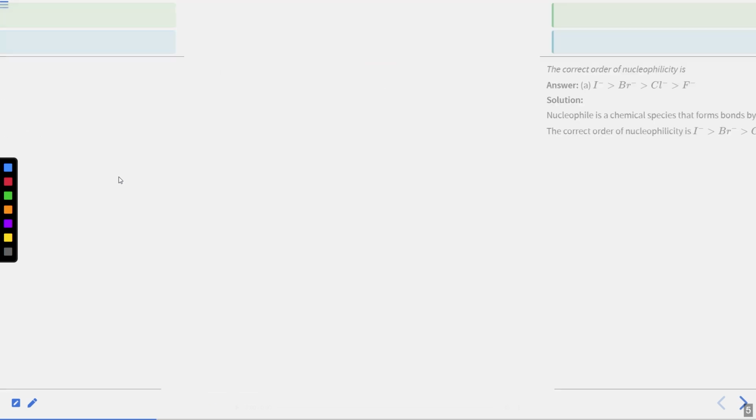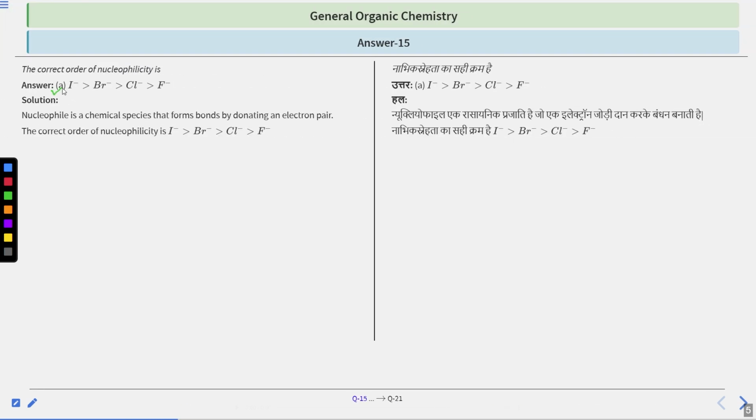Okay, now let's see. The correct answer is option A, that is, the most is for I negative, then bromine negative, then chlorine negative, and then fluorine negative. So what is a nucleophile? A nucleophile is a chemical species that forms bonds by donating an electron pair, from itself to the main chain.